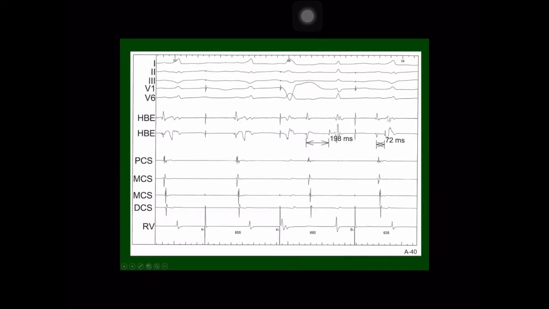So why didn't we see the hiss here? Not totally clear, except you did change some of the characteristics. Maybe this accessory pathway isn't as robust as it was. Lots of reasons you can think about, but clearly this is the hiss here. So this is a tracing of double concealed conduction.